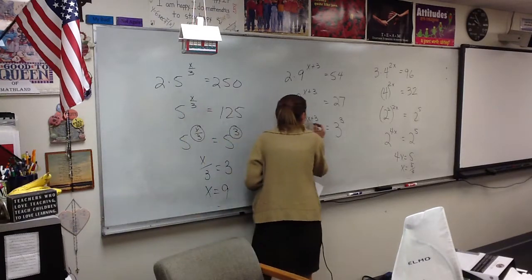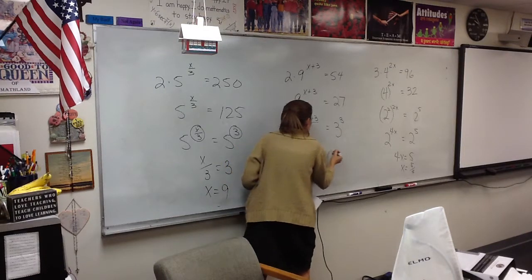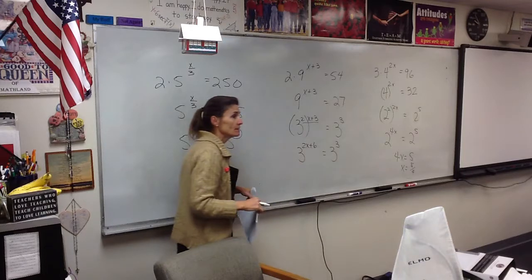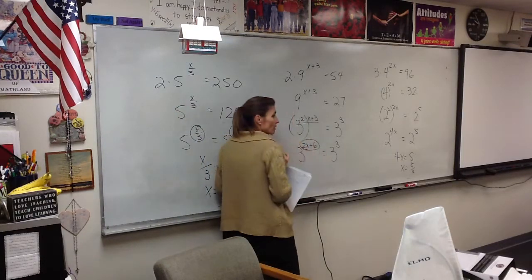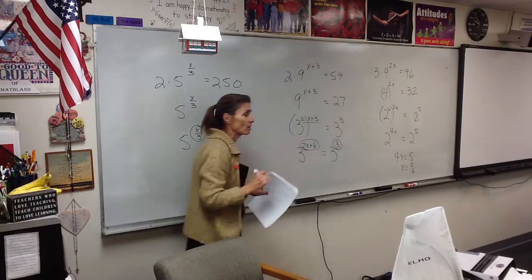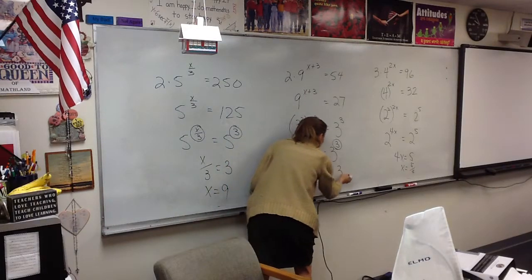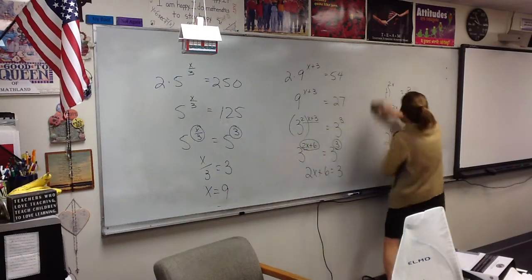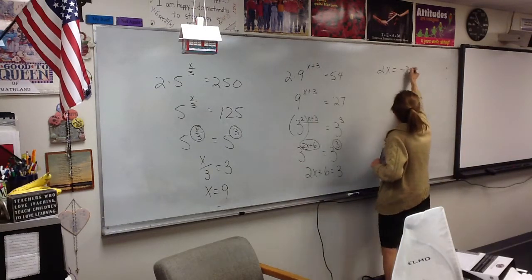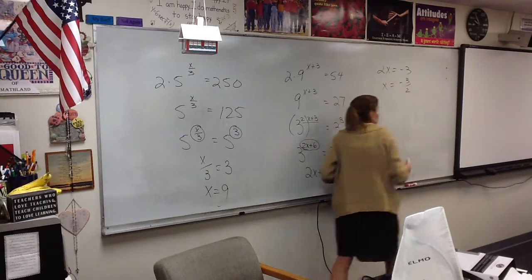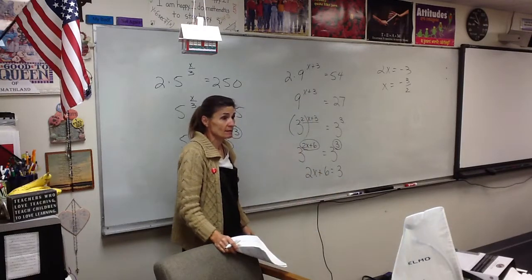Now, what exponent am I going to have here? 3 to the what? 2x plus 6 equals 3 to the third. Now this is the cool step. If 3 to this power equals 3 to this power, then they're equal. So 2x plus 6 equals 3. You subtract 6 over, you get negative 3 equal to 2x. 2x equals negative 3 and x equals negative 3 halves. We subtract 6 and divide by 2.